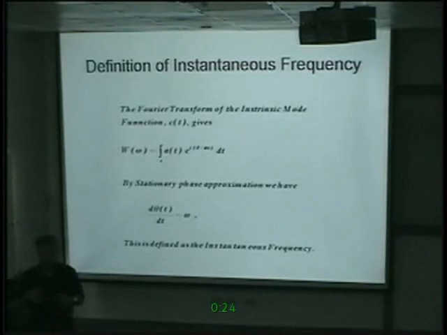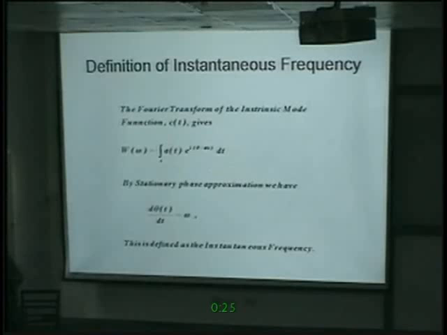I can compute the instantaneous frequency. The instantaneous frequency is defined this way. I have my intrinsic mode function. I will make a Hilbert transformation, a Fourier transformation of the intrinsic mode function. The Fourier transformation can be written in this form because this is written as A e^{iθ}. The Fourier transformation is multiply by e^{-iωt}. So it's θ minus ωt.